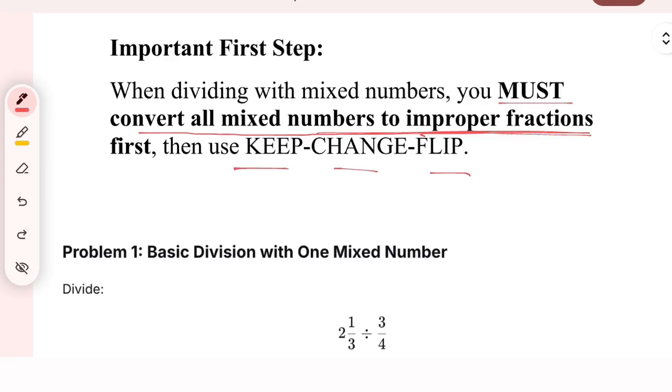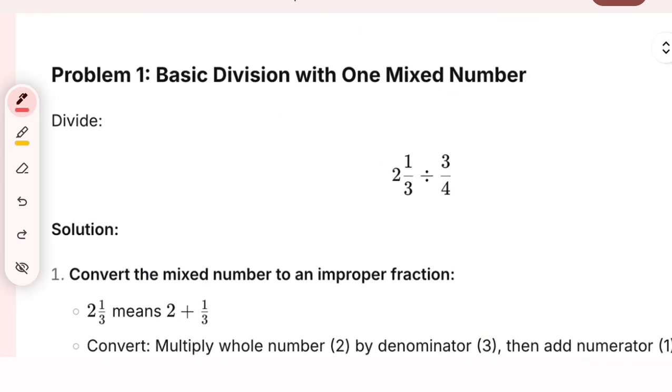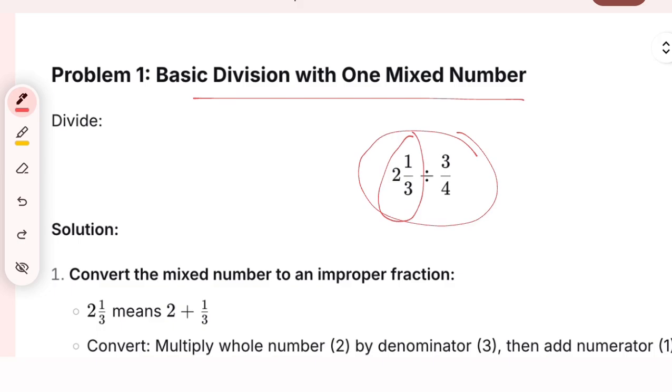All right, let's solve the first problem. Here's an example for that. How would you divide this? As you can see, we have a mixed number. 2 and 1/3 is a mixed number. We divide it by 3/4, and 3/4 is a fraction. So we have a mixed number and a fraction. So how will you divide the two?